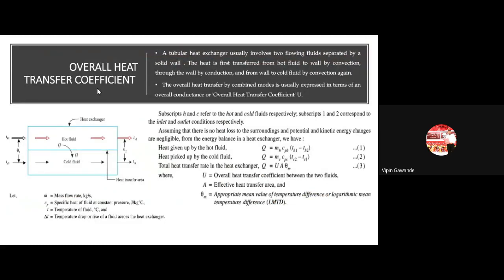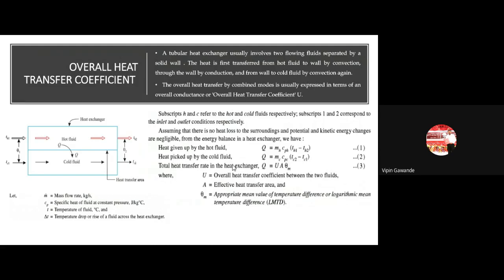Now the next concept is called the overall heat transfer coefficient. We have seen initially, in the previous lecture, the sir might have told you about the heat transfer coefficient, which is denoted with h. When there is already a heat transfer coefficient, why are we going for the overall heat transfer coefficient?